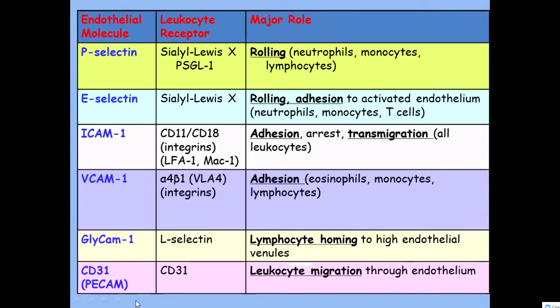So PECAM and GlyCAM are the people who will check the seal and allow you to go into the aeroplane. ICAM and VCAM are the base officers. They will check whether the adhesion molecules are adherent and the neutrophils or the monocytes or the lymphocytes are adherent to the margin of the endothelium. And they will cause the process of migration or transmigration. Both are same. Okay?